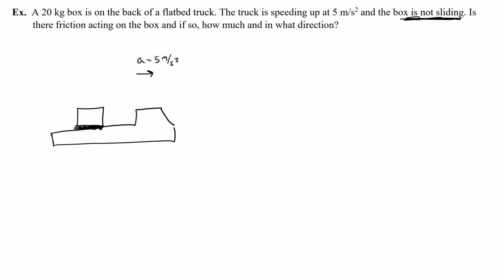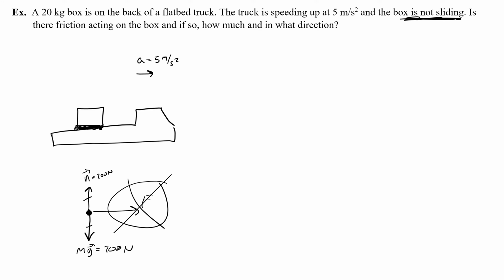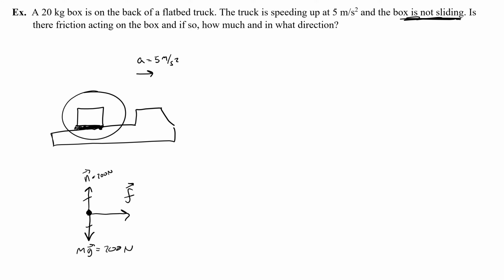And so now, when I draw a free body diagram for this object, I'll draw it underneath. I've got the weight down, which is 20 kilograms times 10, is 200 newtons. Normal force up, it's not an elevator. So these two are equal. But now I don't have an applied force pushing the box. No. Now, friction is the force that is causing this box to move with the truck.